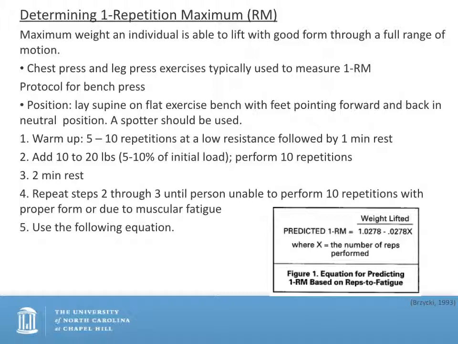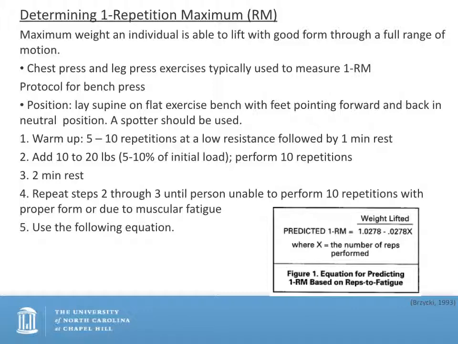feet pointing forward and the back in a neutral position. A spotter should be used. To warm up, a person should complete 5 to 10 repetitions at a low resistance followed by 1 minute rest. Then they should add 10 to 20 pounds or 5 to 10% of the initial load and perform 10 repetitions. They should then rest 2 minutes.